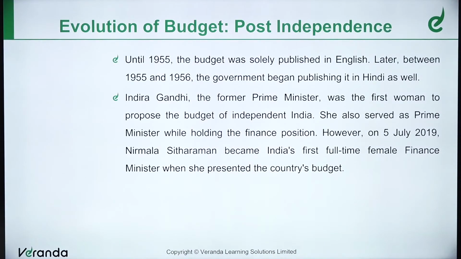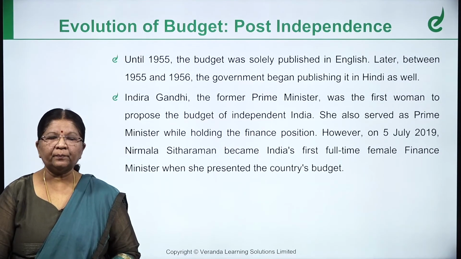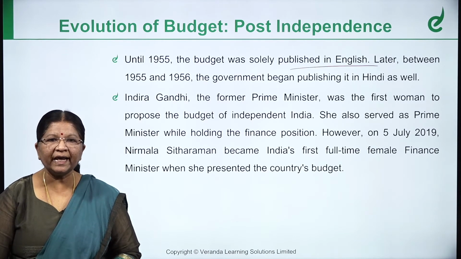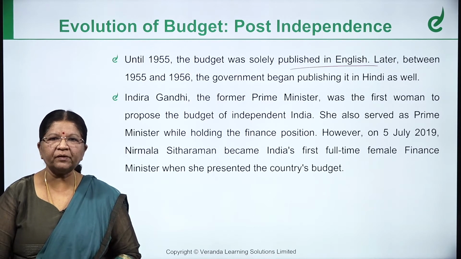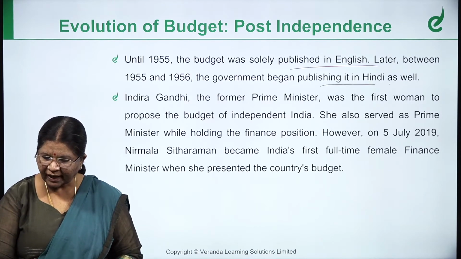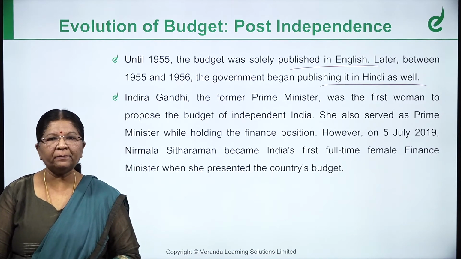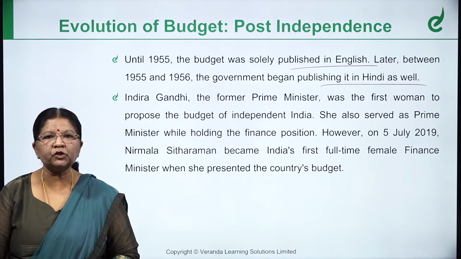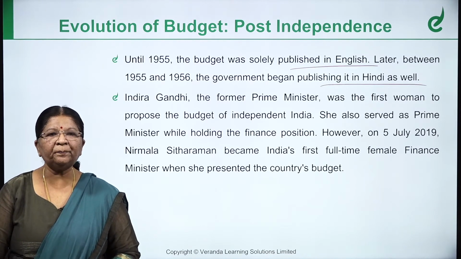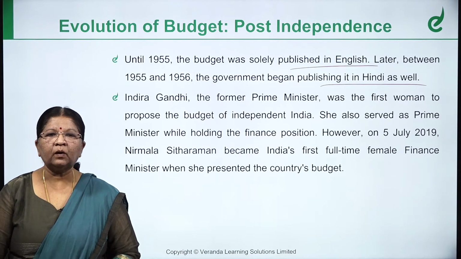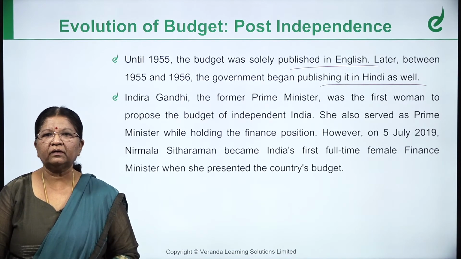Evolution of budget in the post-independent era. Until 1955, the budget was solely published in English. Later, between 1955 and 56, the government began to publish it in Hindi as well. Indira Gandhi, the former Prime Minister, was the first woman to propose the budget of independent India. She also served as the Prime Minister while holding the finance position.